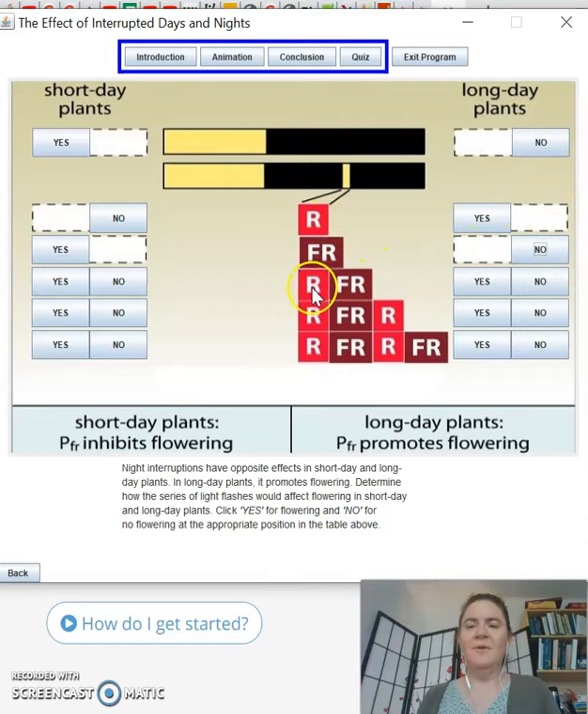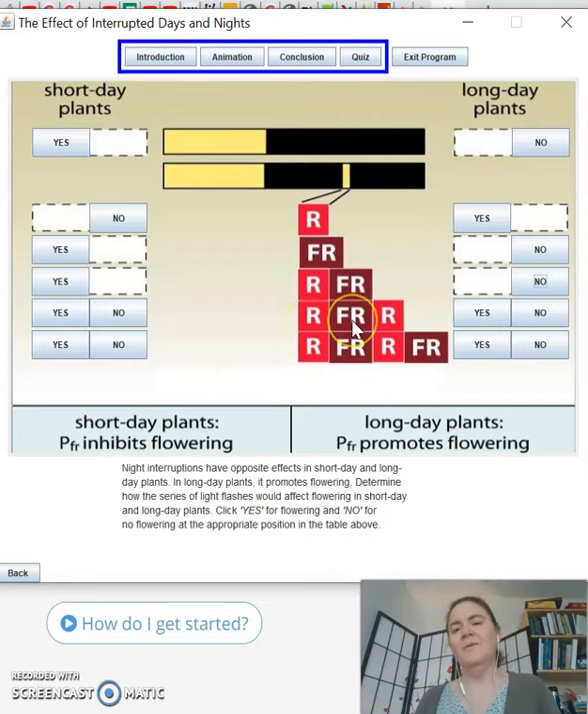Here with the burst of red light, we have converted phytochrome far red into phytochrome red, but then with a burst of far red light, we convert all that phytochrome red back into phytochrome far red, so we have reinitiated the night. And so we will have flowering. So it's essentially the same as having a continuous night, which means no flowering.